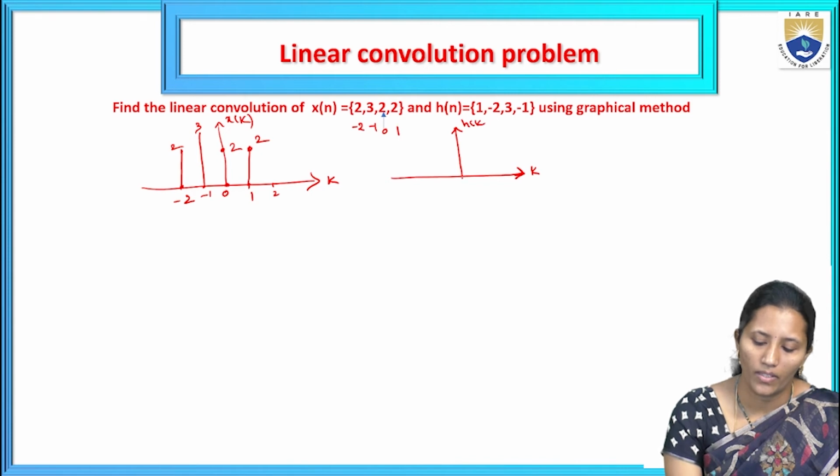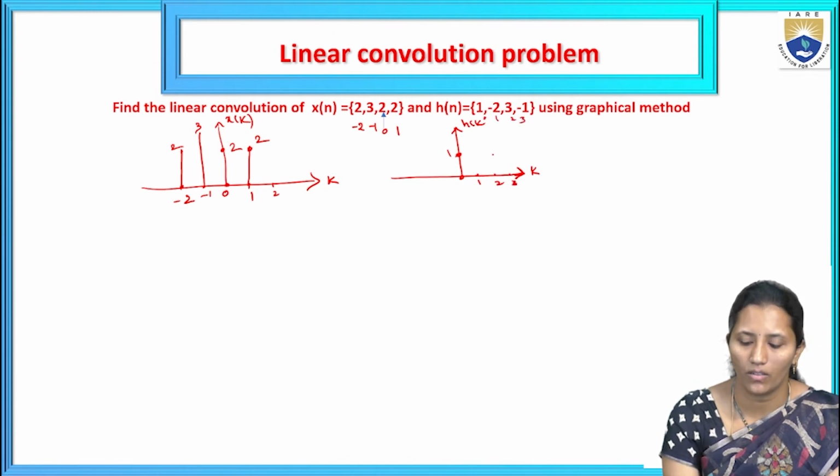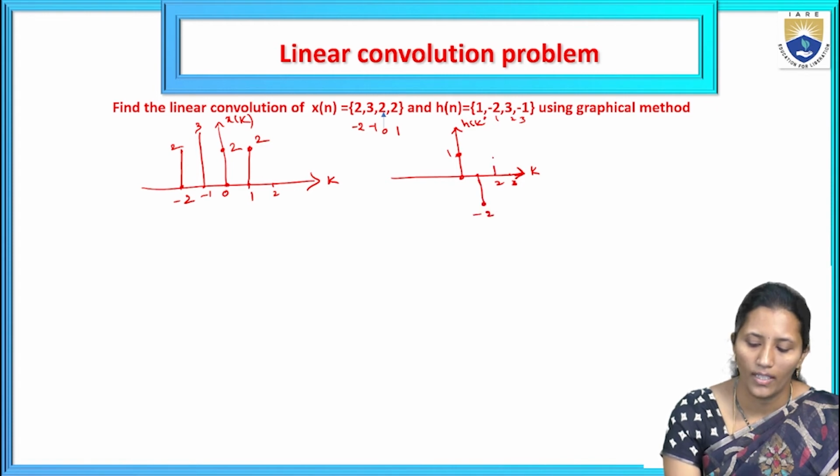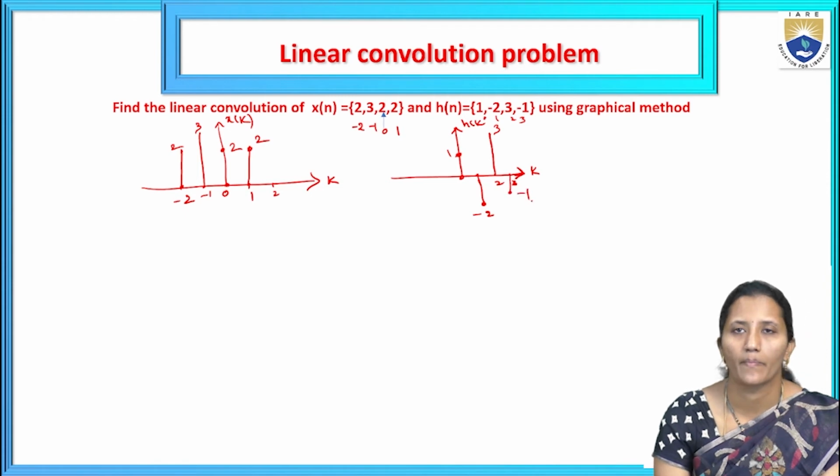Here for the 0 sample it is 1, and for 1, 2, 3 indices: for n is equal to 1, it is minus 2. The amplitude for n is equal to 2 is 3. For n is equal to 3, it is minus 1.